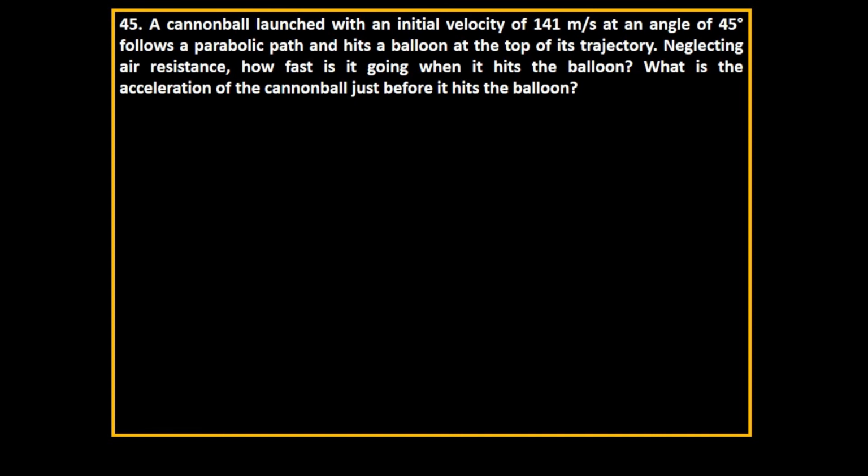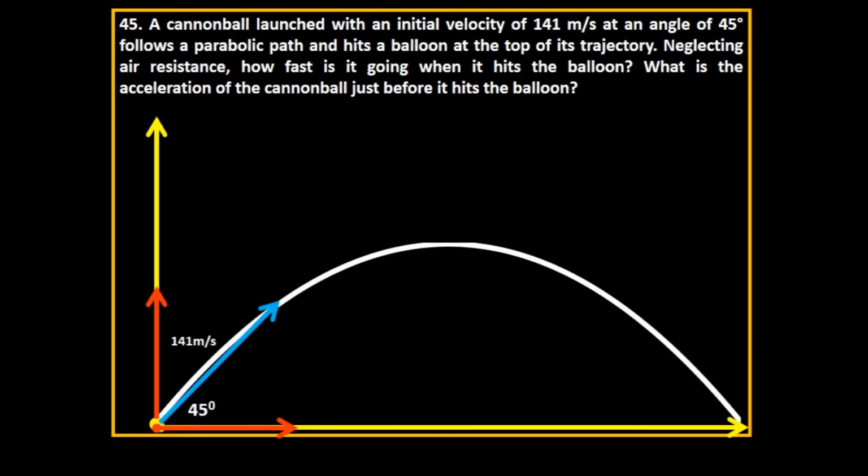What is the acceleration of the cannonball just before it hits the balloon? Just before it hits the balloon. Well, if it's going 140 meters per second at an angle of 45 degrees, you know that it's going 100 meters per second because of root 2, the root 2. What's root 2 of 141? Or you could apply the basic trigonometric functions.